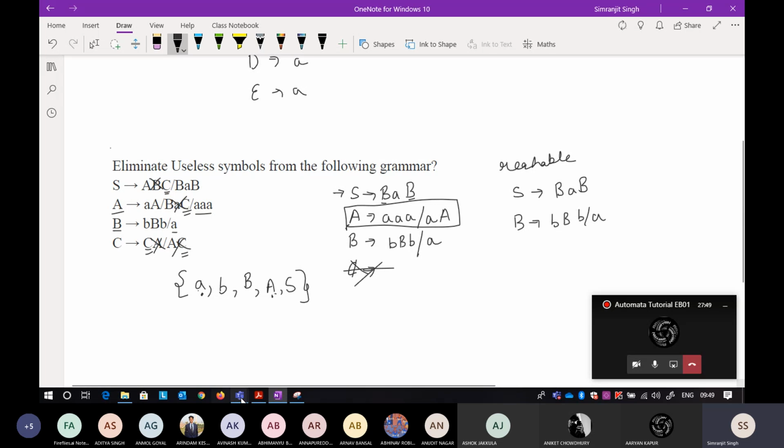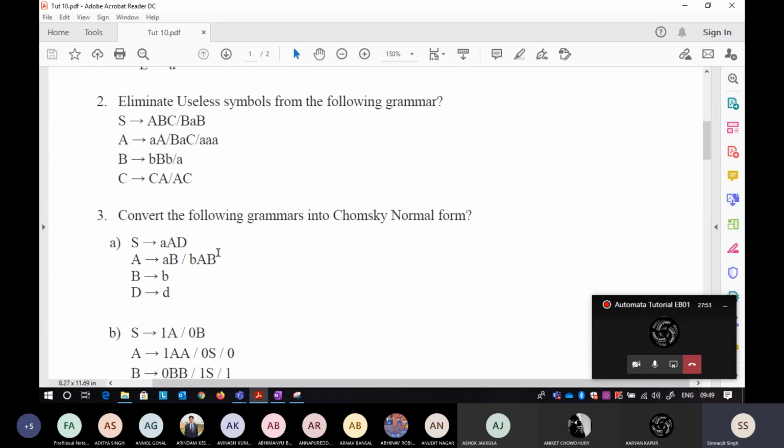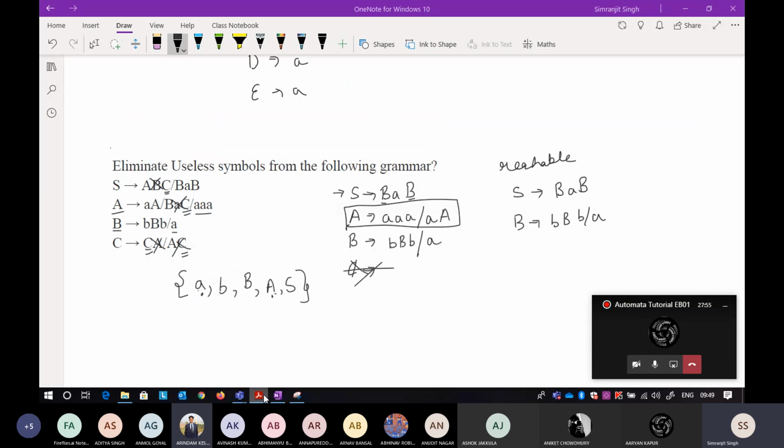Okay, so now the next question is again based on the conversion to Chomsky. Yes, sir, why was ABC removed from the starting symbol? Why was ABC removed? Yes, sir, ABC. I don't get it. Okay, so this was okay.